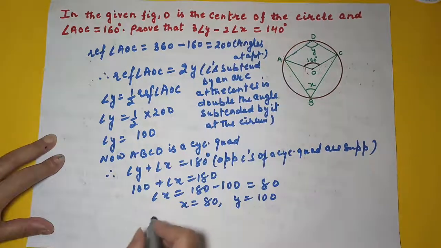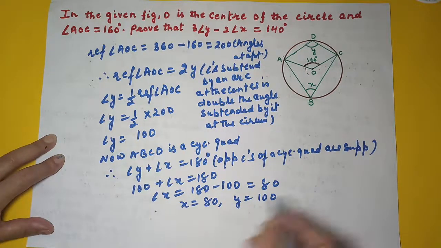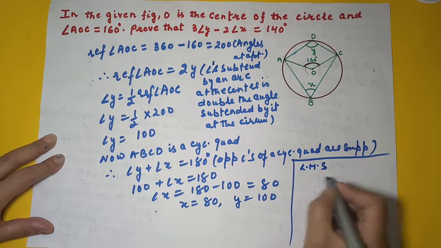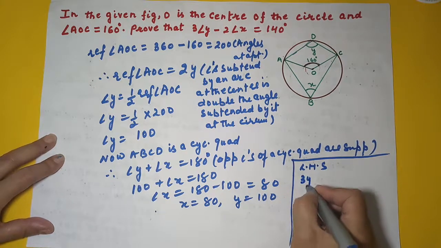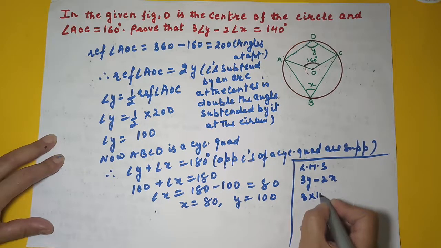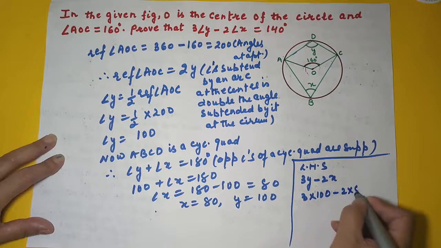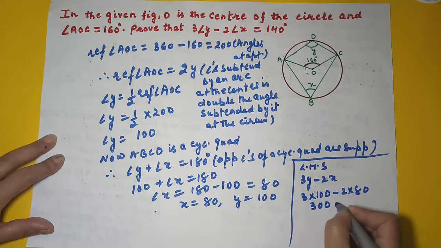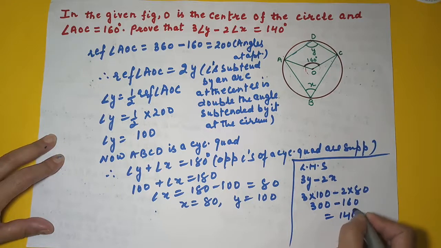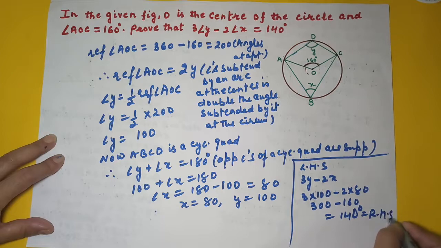Let's take the left hand side part of it. So let's do it here. What is my left hand side? My left hand side is 3y minus 2x, right? So 3 into 100 minus 2 into 80 is 300 minus 160, which is equal to 140 degrees, right? So that is equal to your right hand side.